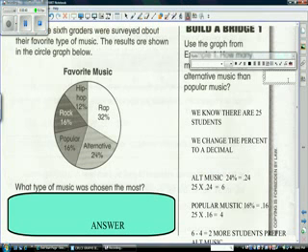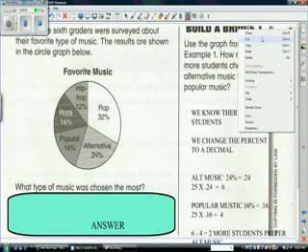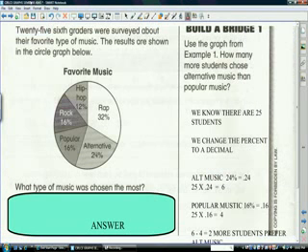Now this is a graph that talks about 6th graders, and there are 25 6th graders. That 25 is going to be important for our next question. They were surveyed about their favorite type of music. The results are shown in the circle graph below. So you can look at the various percentages. Hip hop is 12%, rap is 32%, alternative is 24%, popular music is 16%, and rock is 16%.